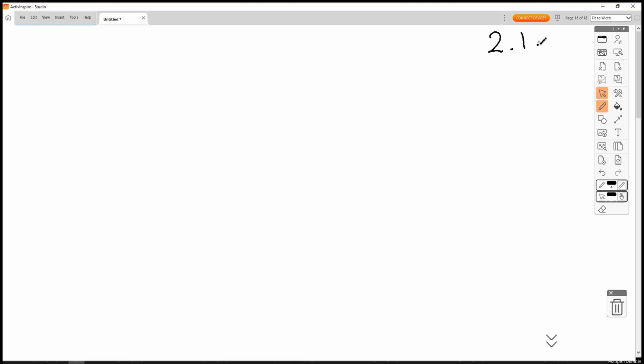This is 2.1.2. Stable and unstable nuclei.